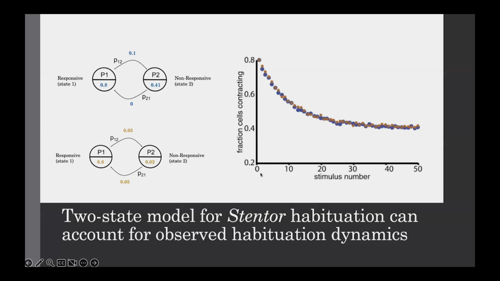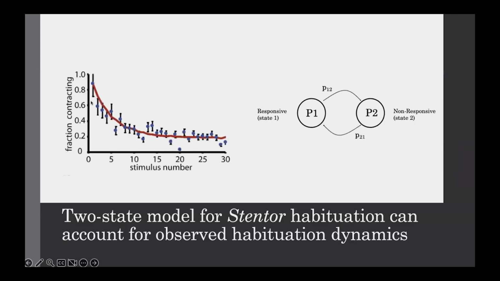And again, these are the same axes. On the x-axis, we have the stimulus number, and on the y-axis, we have the fraction of cells contracting in the population. And once more, we overlaid the simulation onto my actual experimental data, and we found that it's a pretty close match. So we can be pretty confident that this two-state model can account for the habituation curve that I see in my experiments with the actual cells.